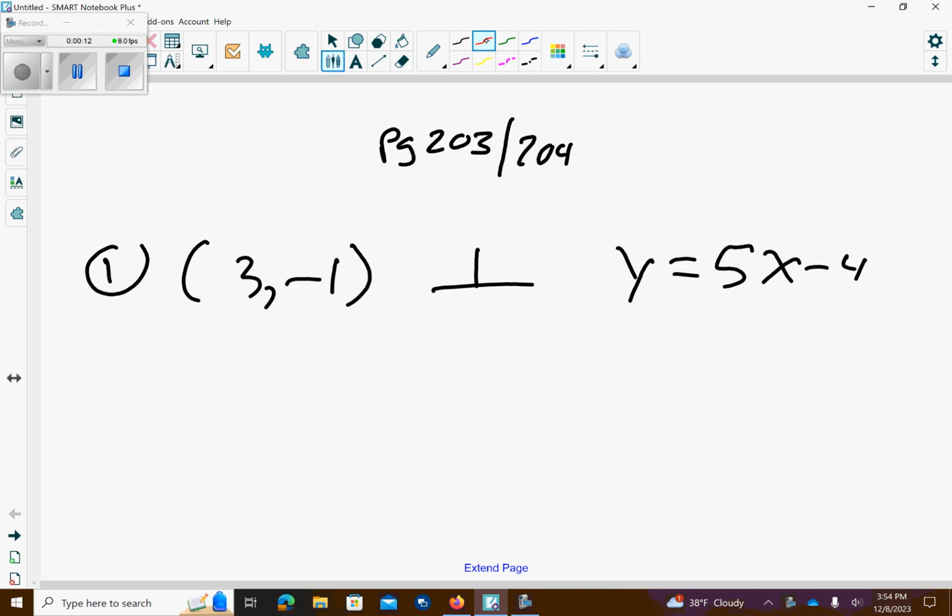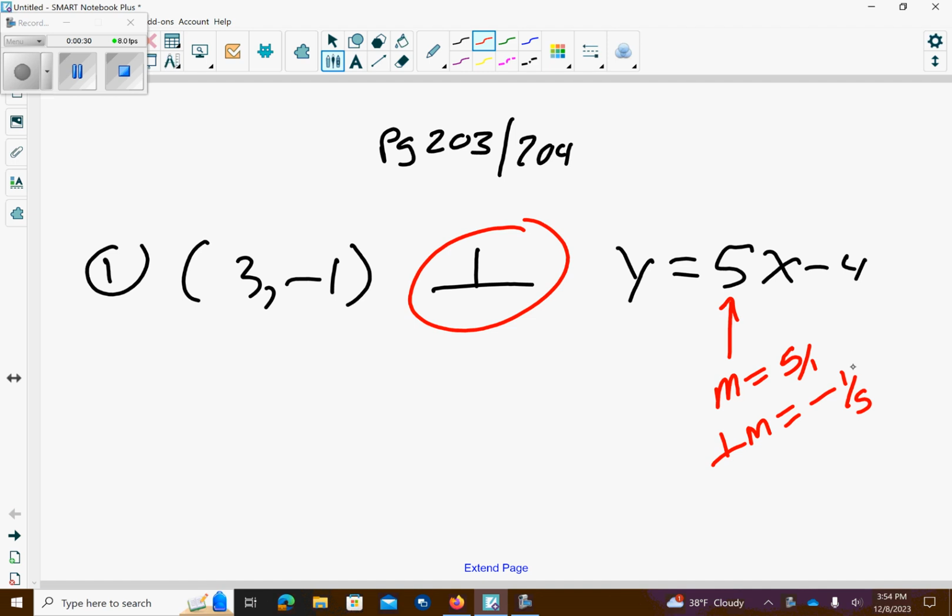So the first thing is I want to figure out what the slope of this equation is, which is right there. So my slope is 5, but I want to find the line perpendicular. So the perpendicular slope, that's the upside down t, means it's going to be negative because it was positive here. I'm going to flip 5 over 1 over to get -1 over 5. This is my perpendicular slope.